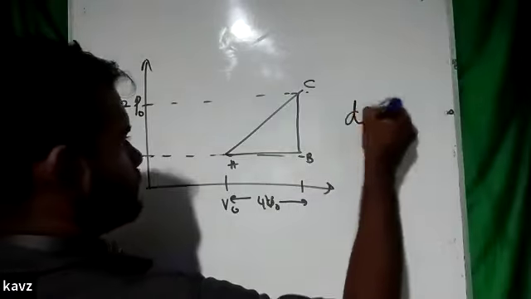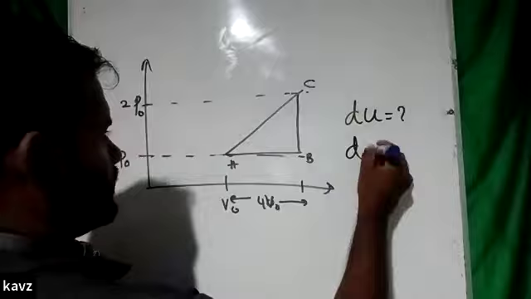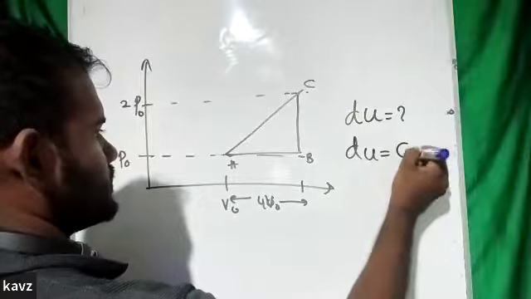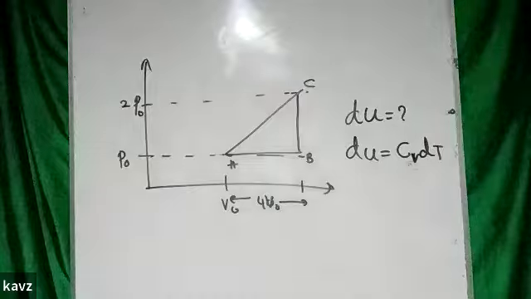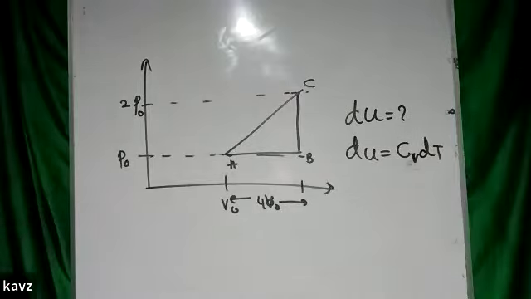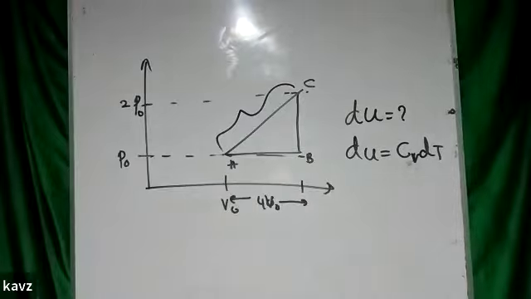So dU is connected with CV dT, no? CV dT. No need to put n before, because it says 1 mole only. C to A process. The temperature is not given here, but you have to find the temperature difference for this process because it comes from the dT, no?